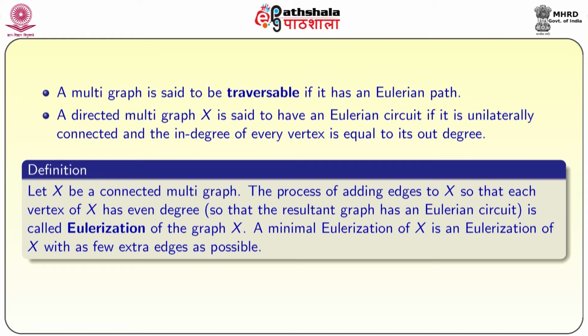So, the definition now: let X be a connected multigraph. The process of adding edges to X so that each vertex of X has even degree, so that the resulting graph has an Euler circuit, is called an Eulerization of the graph X. The minimal Eulerization of X is an Eulerization of X with as few extra edges as possible.